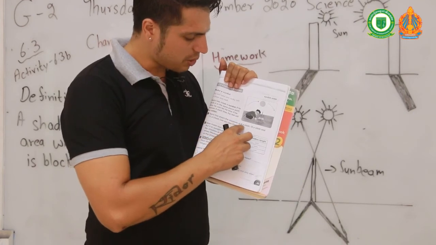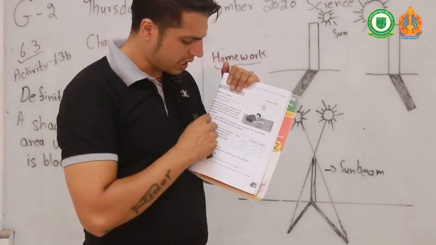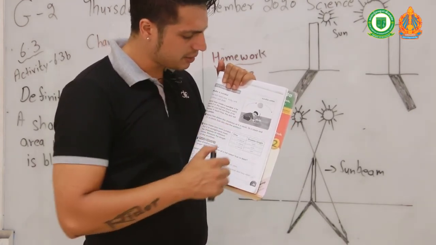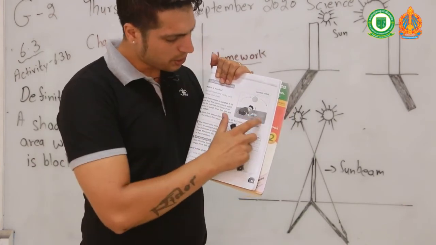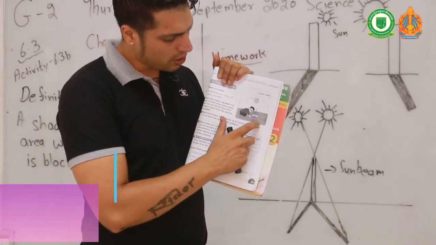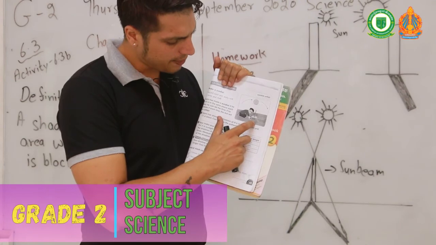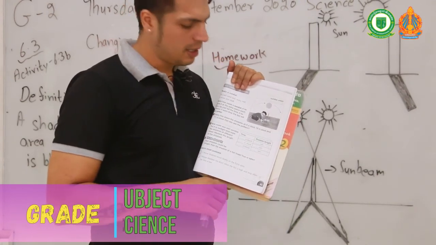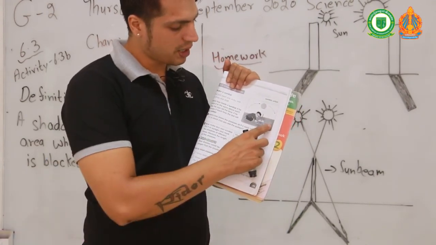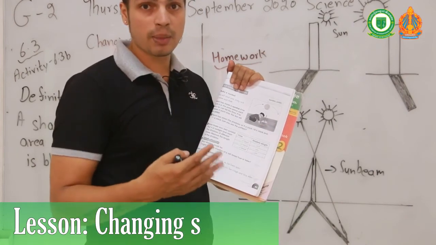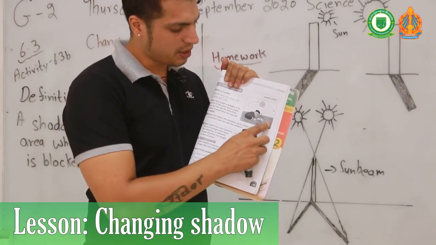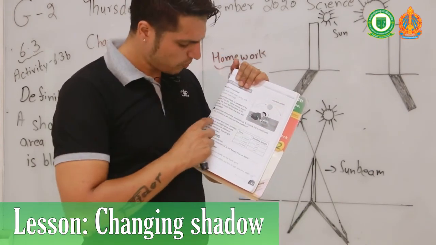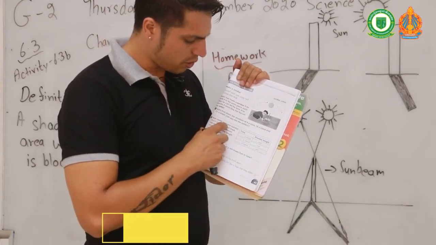Sammy has drawn shadows at 9 o'clock, 10 o'clock and 11 o'clock. Can you see the pattern? You can see 9 o'clock, 10 o'clock and 11 o'clock. The pattern goes from right to left. Now make your own sundial.